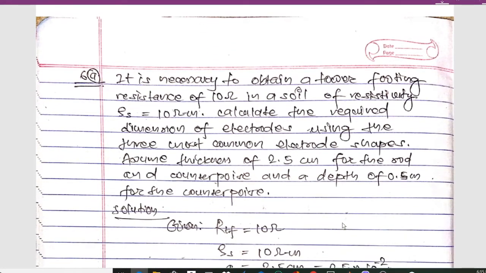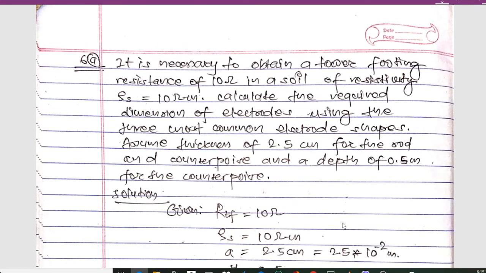Similarly, here we have the next one: it is necessary to obtain a tower footing resistance of 10 ohms. Here the tower footing resistance is given as 10 ohms, in a soil of resistivity ρs given as 10 ohm meters. Calculate the required dimension of electrode using the most common electrode shapes, and assume a thickness of 2.5 cm for the rod and counterpoise, and a depth of 0.5 meter for the counterpoise.